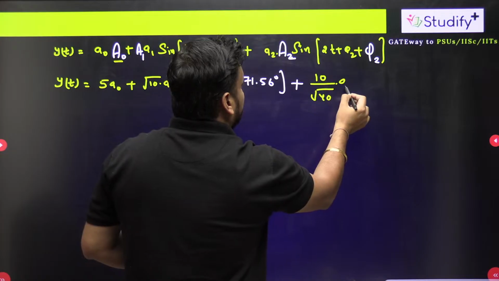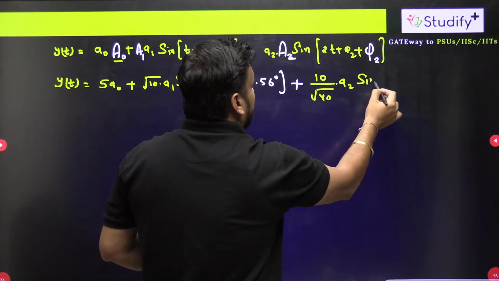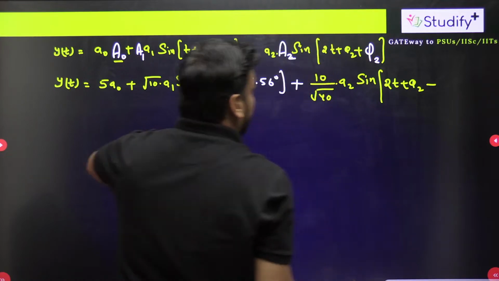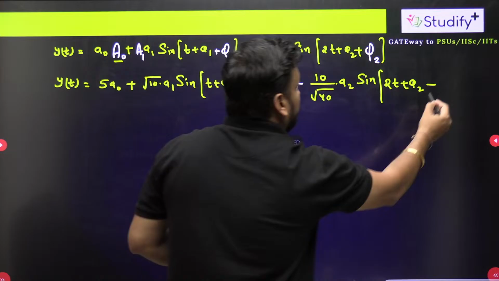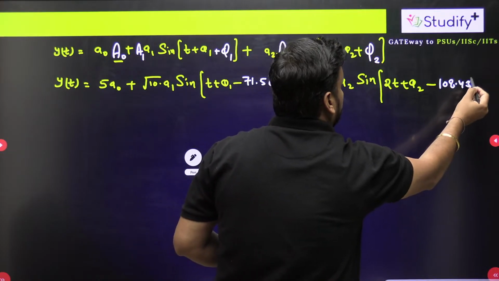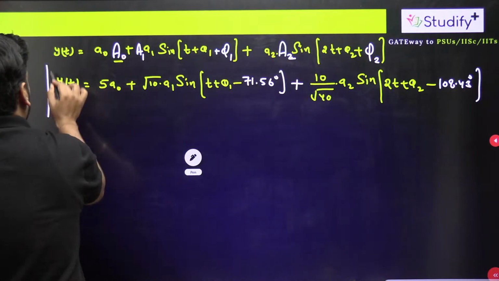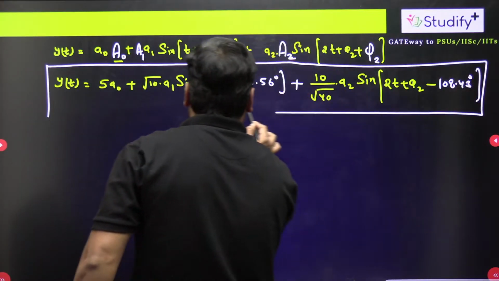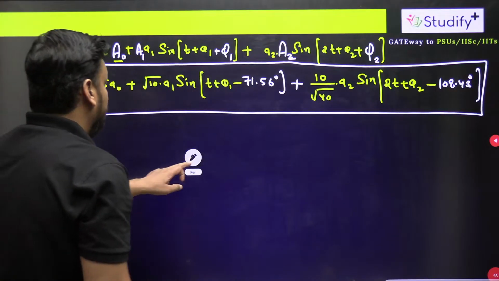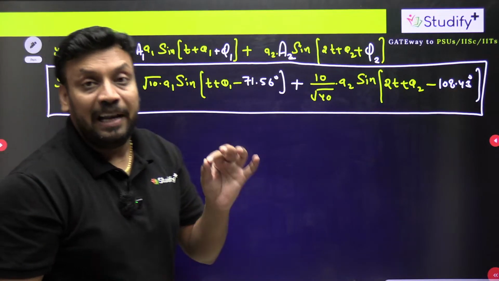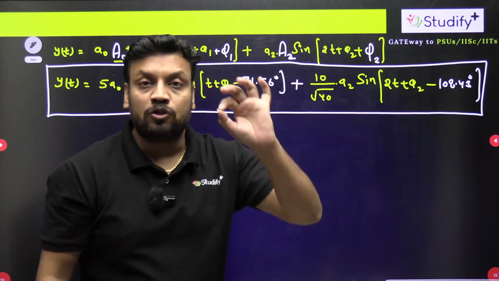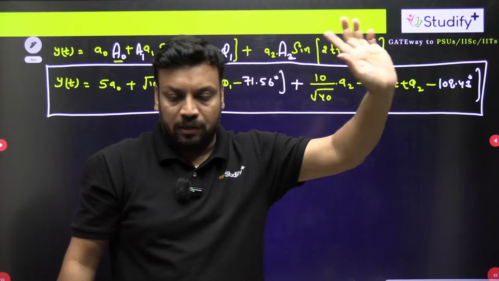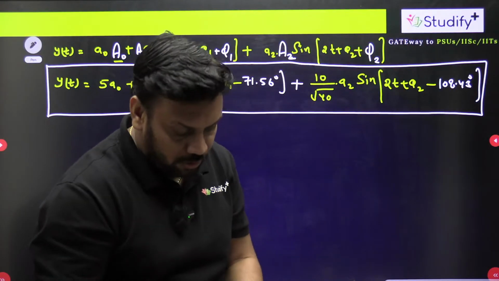I think you are exactly getting the same. Yes sir. Sin of 2t plus theta 2 and phi 2 का वैल्यू आपने बोला -108.43 डिग्री. This is your yt guys, and one yt is given to us. If we will compare that, then we will directly comment on the x of t जो हमने let किया था x of t. वहां हमको small a0, small a1, small a2 चाहिए, and we also want small theta 1, theta 2. Yes or no? We want theta 1, theta 2 also.